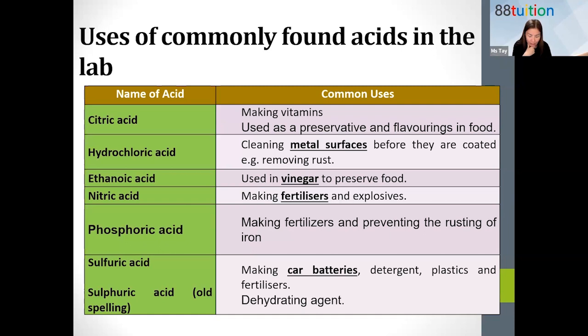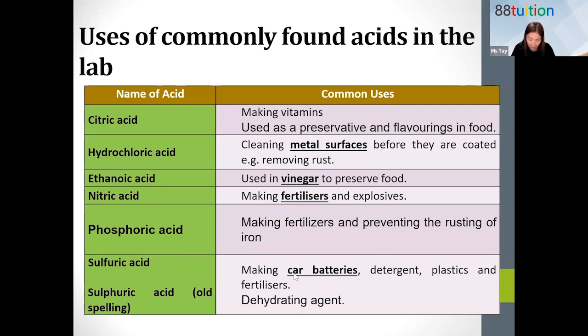Now, nitric acid is used to make fertilizers and explosives. Fertilizers are made from nitric acid and phosphoric acid. They are spelled in different ways. Both are accepted, in case you're wondering. Phosphoric acid is also used to make fertilizers. It can actually help to prevent the rusting of iron. If you ask me, do we need to know these examples? Yes, you do. You can be asked to state examples of the uses of each of the acids.